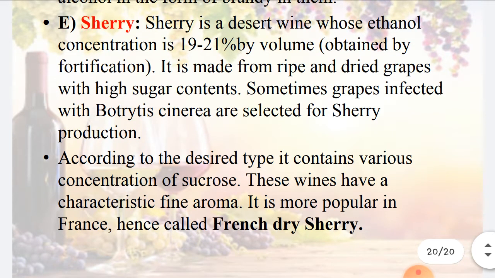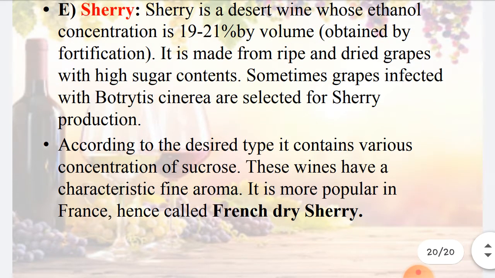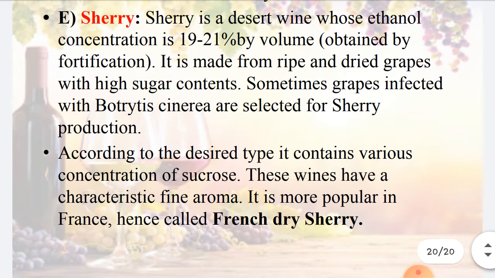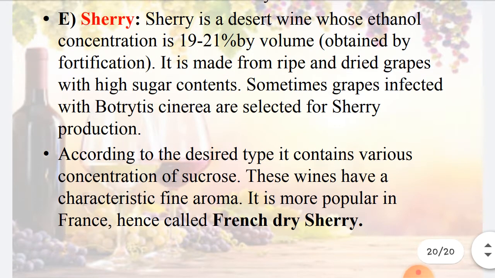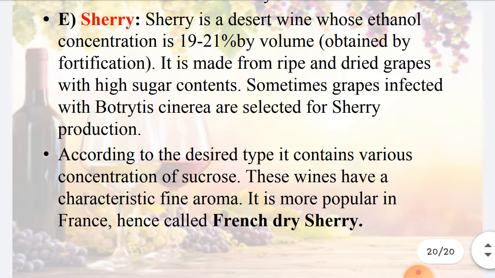The next category of wine is sherry. Sherry is also called French dry sherry because it is most popular in France. Sherry is a dessert wine whose ethanol concentration is 19 to 21% by volume. And how this much alcohol? Again, by fortification. It is made from ripe and dried grapes which contain very high sugar concentration.